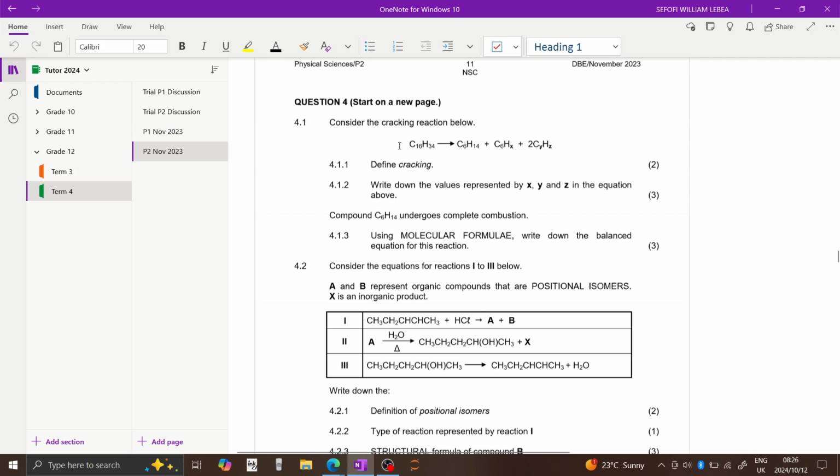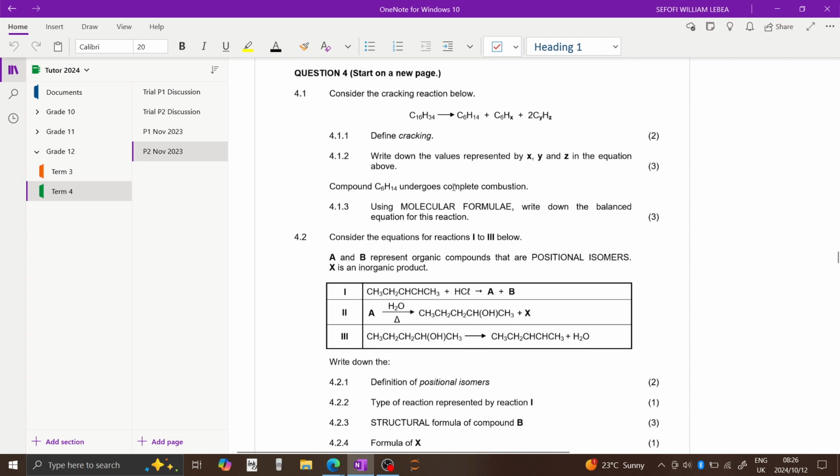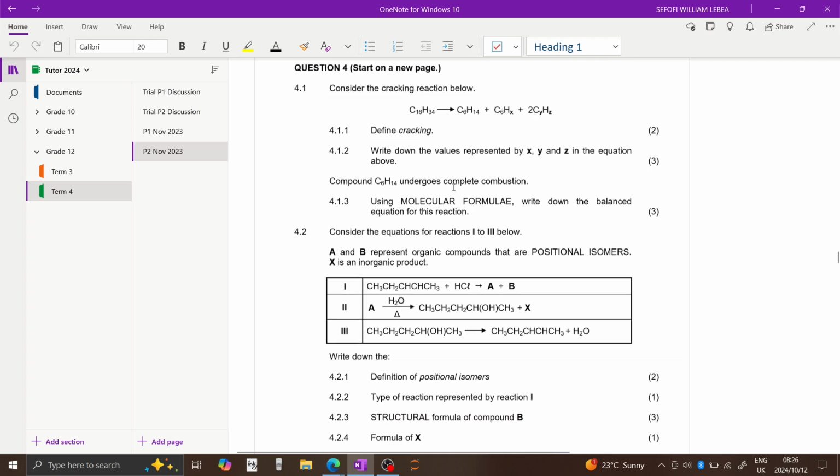In part one, they give you a reaction like that, and it's cracking. You have to work with cracking. If you forgot what cracking is, you have to remind yourself of that. But it's basically the breaking down of a longer hydrocarbon chain to a much shorter one. And by much shorter one, I mean a couple of shorter molecules that can be very useful for us.